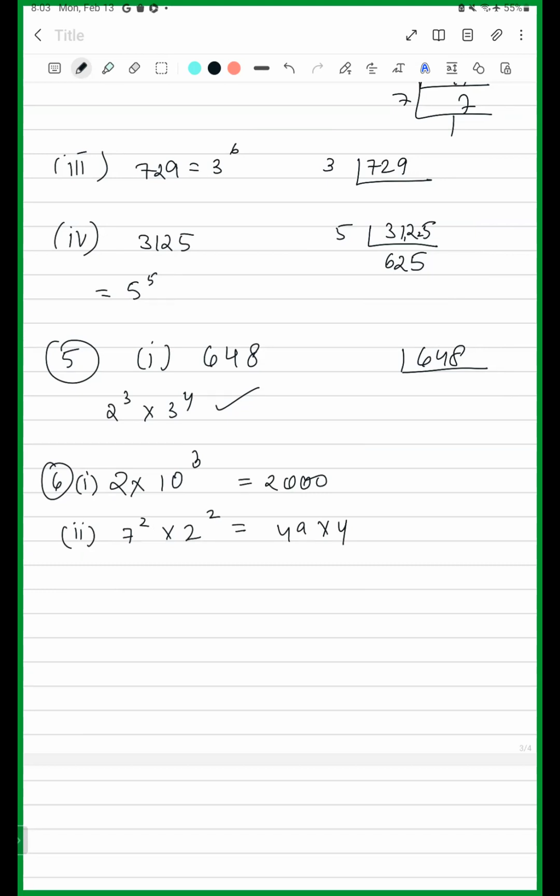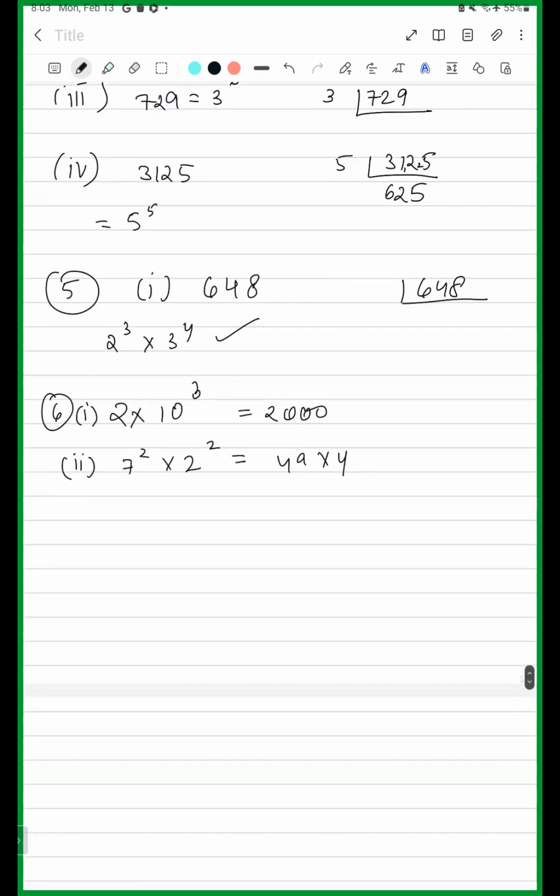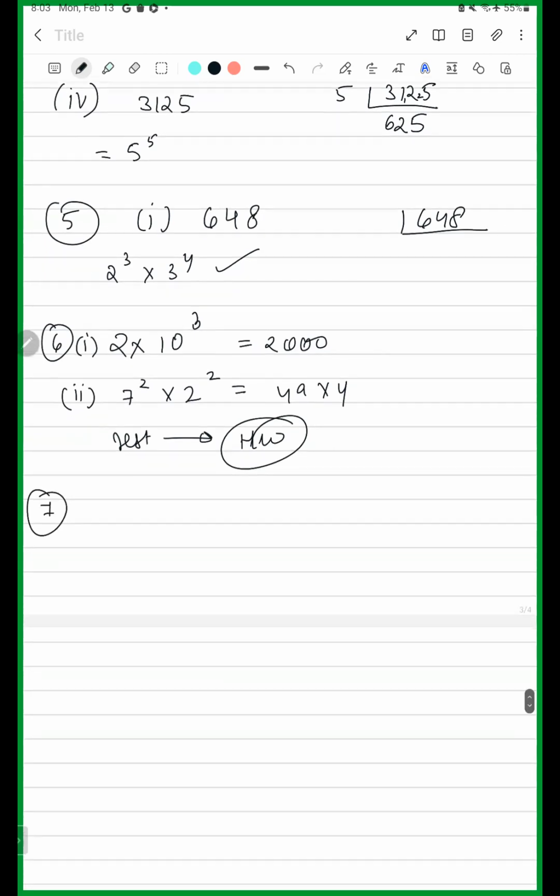Let's do one thing. The rest of this entire question you can do by yourself, as homework. Let's come to the seventh question now.